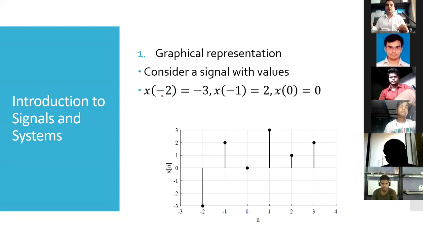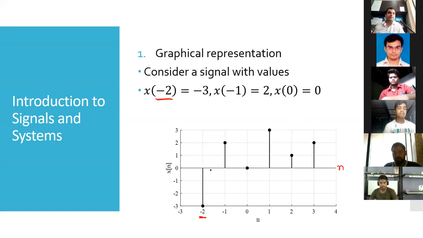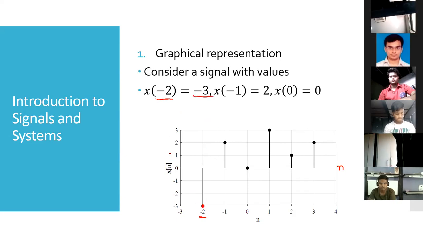Fine. For example, consider a signal at -2 instant. This is called instant, and it is represented using n. So at -2, once again, all of you are supposed to draw this along with me. Not this one, but when I start discussing step signals and everything, then you need to draw it. So I will tell you when to draw. Don't worry. So at -2 instant, we have a value -3. Fine.